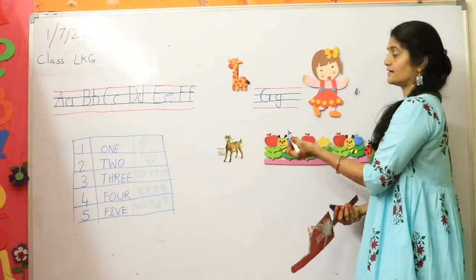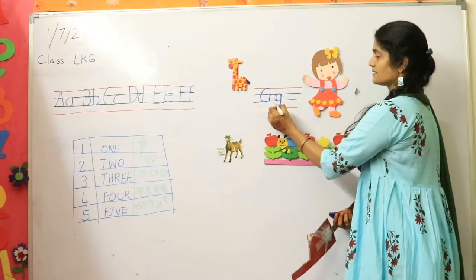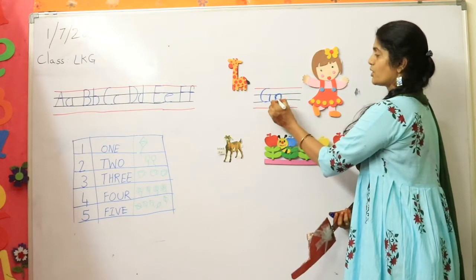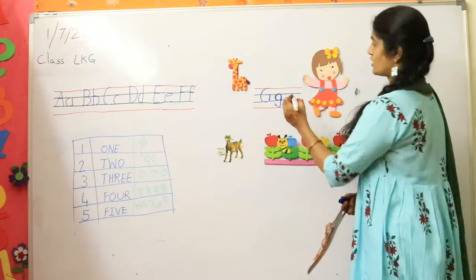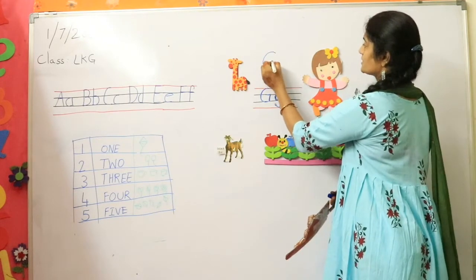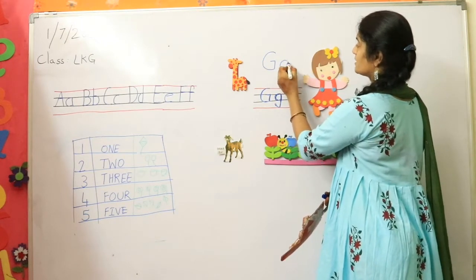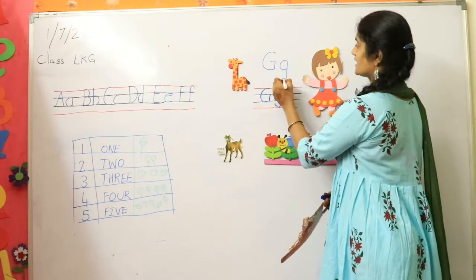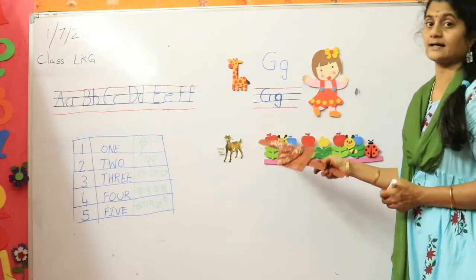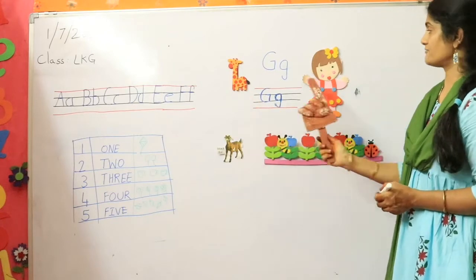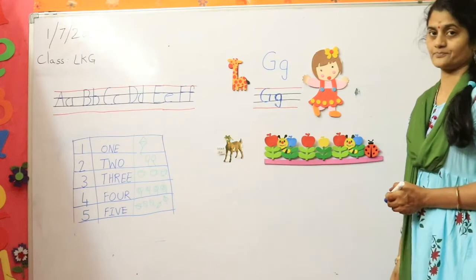G says G. Capital G, small g. Small g will go to the bottom red line. Small g goes to the bottom red line. So how do you write it? Right open curve, sleeping line, standing line. Right open curve again, standing line and a hook. Okay, that's G. So G says G as in giraffe, girl, garden, goat.